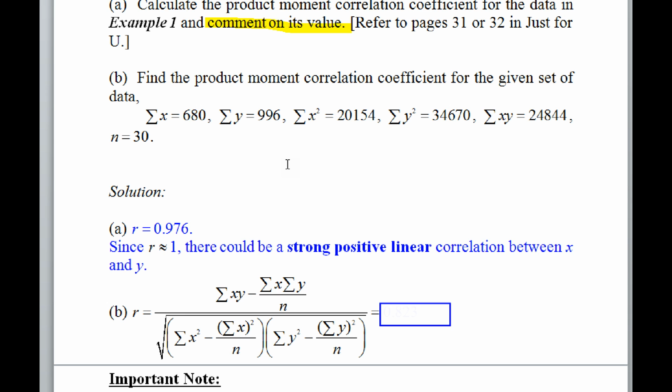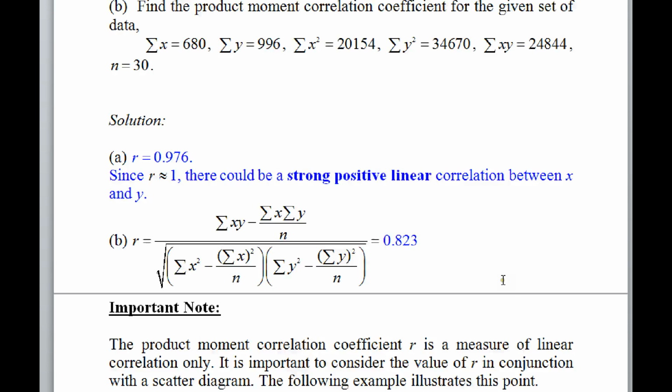Now what about B? B really is just substituting values. You are given all these: summation X, summation Y, summation X squared, summation Y squared, summation XY, and N. Just throw in all the values. I'm not about to make you do it, a waste of time, right? Insulting your intelligence, but it's just substituting into the formula. And you get the answer, 0.823. Is that alright? Alright, let's move on.